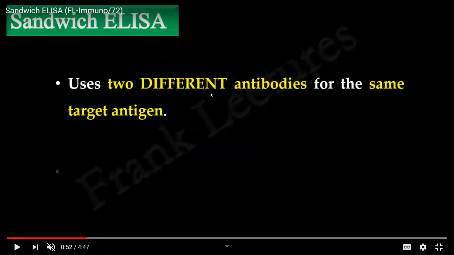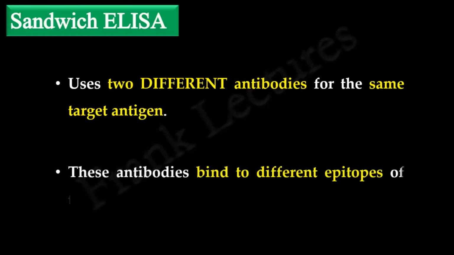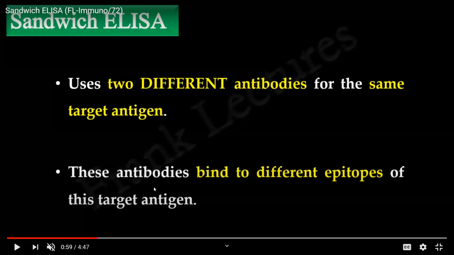So here the word sandwich has been used. As I told you, sandwich means in between two things. Here those two things are different antibodies, and the thing in between both the antibodies is the target antigen. These antibodies bind to different epitopes of this target antigen. There will be one antigen only, and two different antibodies will bind to the epitopes of this antigen. That is why this test is known as sandwich ELISA.